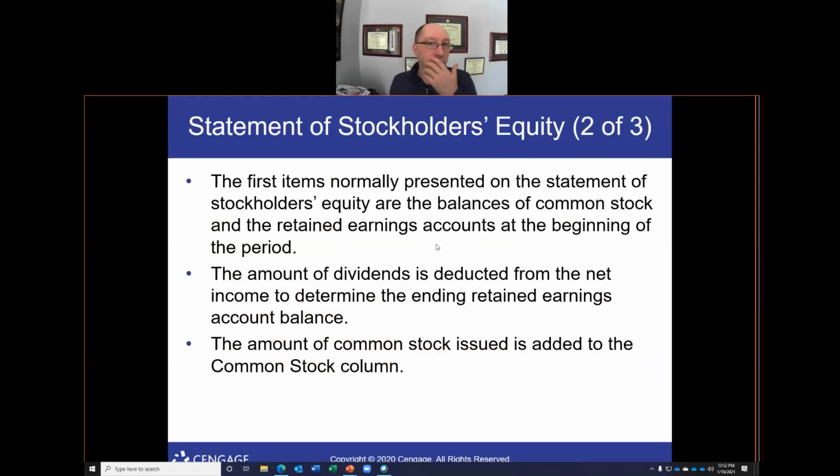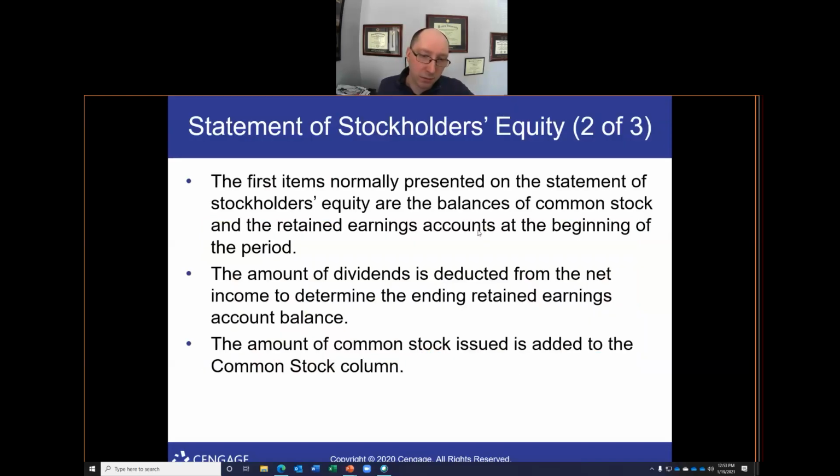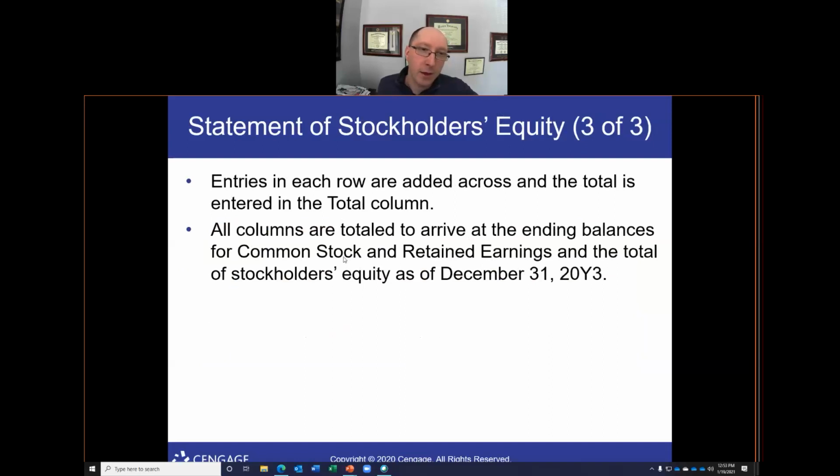The statement of stockholders' equity is normally presented on the statement of stockholders' equity report, and it shows the balances of common stock and retained earnings at the beginning of the period, and then of course at the end after you pay out any dividends. So beginning balance plus issues of common stock plus net income minus dividends equals your ending balance. Entries in each row are added across to the total column. It's really simple.